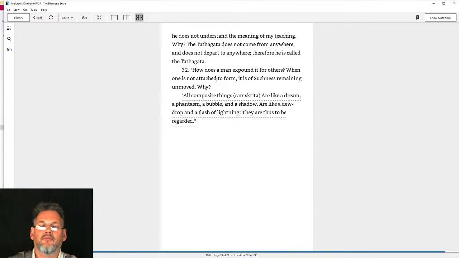Not attached to form. All composite things in X3, created things, all created things are like a dream, a phantasm, a bubble, with a beginning and an end, and a shadow. All the created things in X3 are like a dewdrop and a flash of lightning. Now you see it, now you don't. They are thus to be regarded as not eternal or temporal.